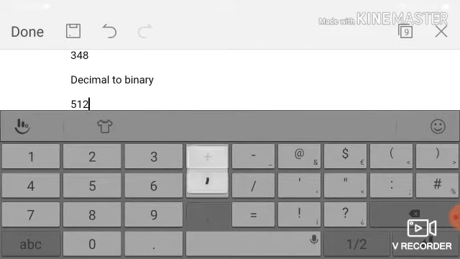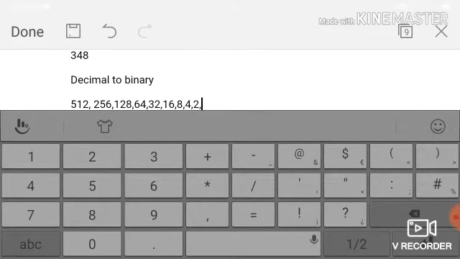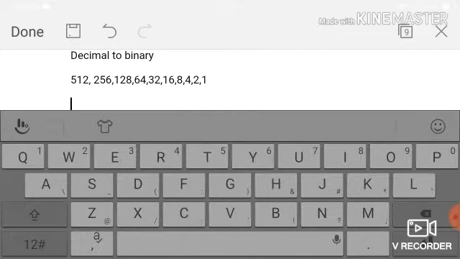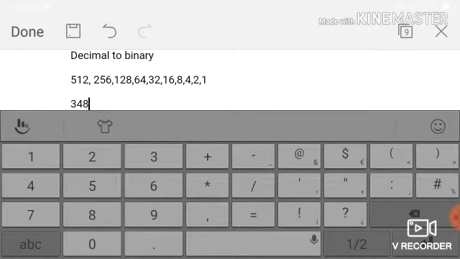512, 256, 128, 64, 32, 16, 8, 4, 2, and 1. So for example, we're going to use again the 348.